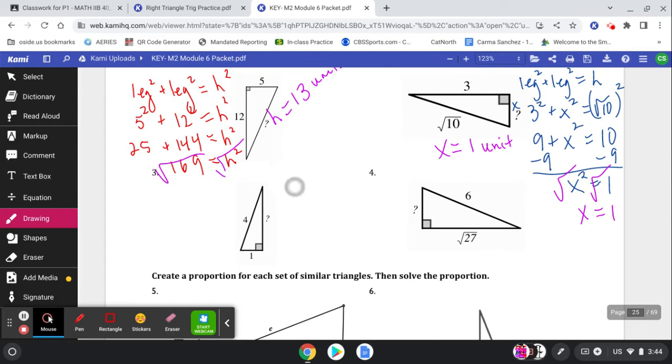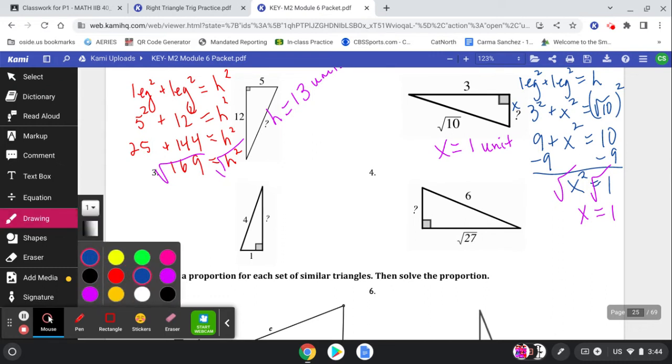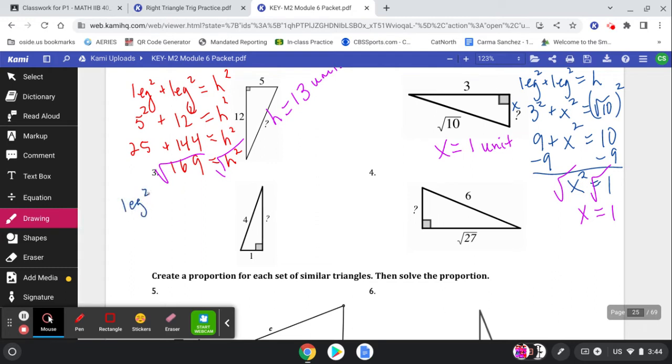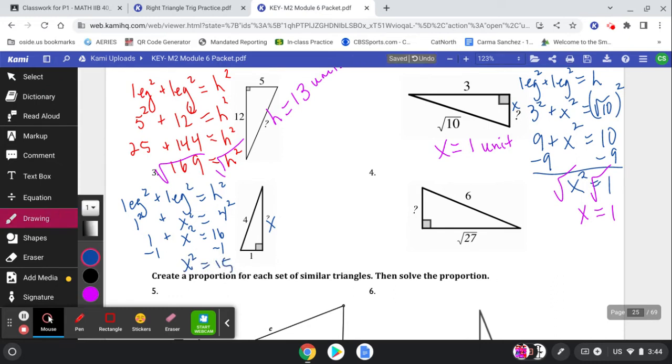Okay, let's see how you did. So this time our unknown is also a leg, and we're given the longest side of 4. 1 times 1 is just 1. 4 times 4 is 16. When we subtract 1, we get that x squared is equal to 15. So we're like, uh-oh, well, that's kind of weird because when I take the square root of 15, that doesn't work out to a whole number.